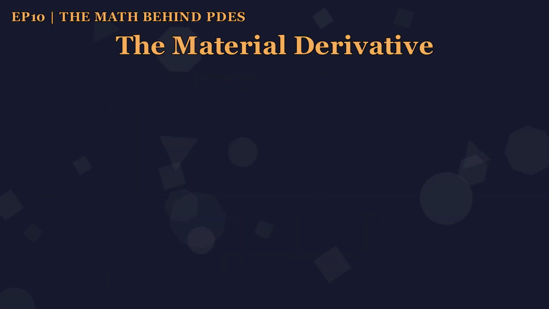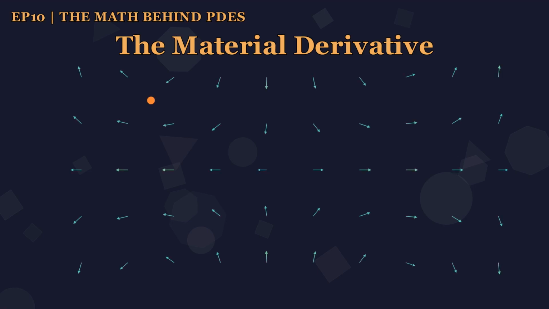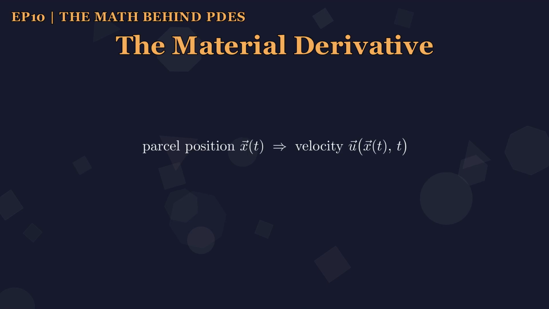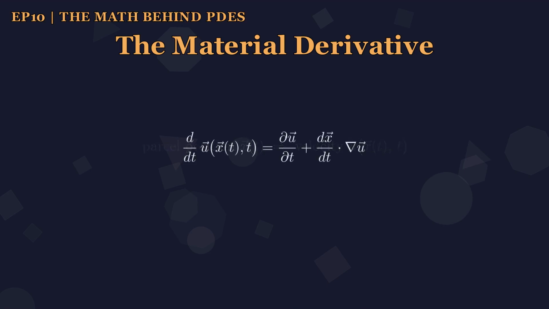Picture a single parcel of fluid drifting along with the flow. We want its acceleration because Newton's second law is about acceleration. But the velocity field gives us the velocity at a point in space, not the velocity of a parcel that keeps moving to new points. So we must be careful. Follow the parcel. Its position is x(t), and its velocity is the field evaluated wherever the parcel happens to be. To get the acceleration, differentiate with respect to time.